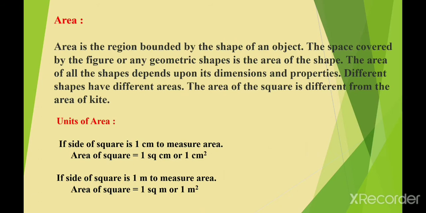The area of all shapes depends upon its dimension and its properties. Different shapes have different areas. The area of the square is different from the area of the kite. It means it depends on the dimension and the property of that particular geometrical shape. Now what is the unit of area? If the side of the square is 1 centimeter, then it is measured in centimeter square or square centimeter. So basically the unit of area is square unit.